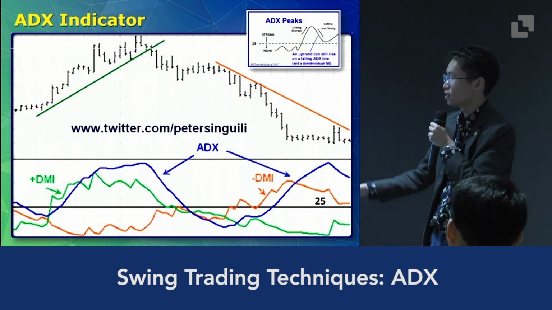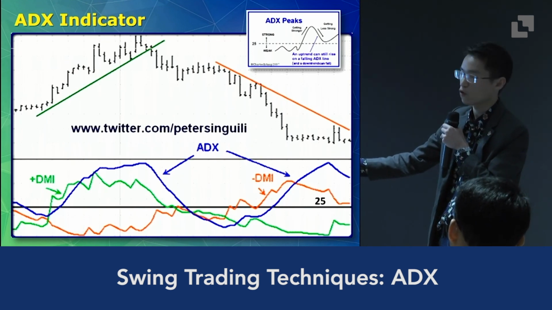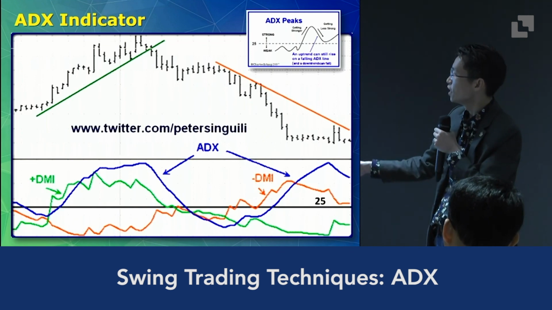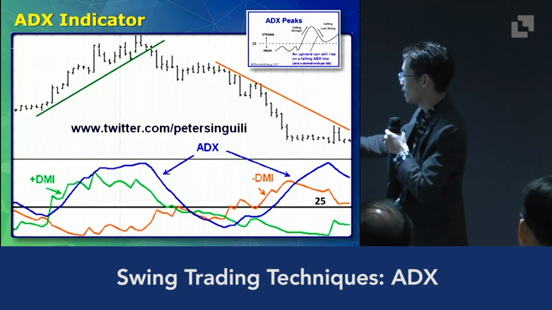Very simple principle. Okay, if the green line crosses over the red line, time to long. If the red line crosses over the green, time to short. That's about it. The key level is 25.